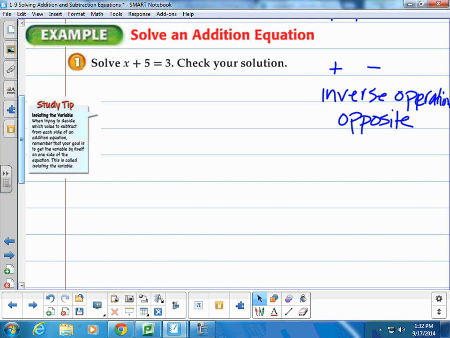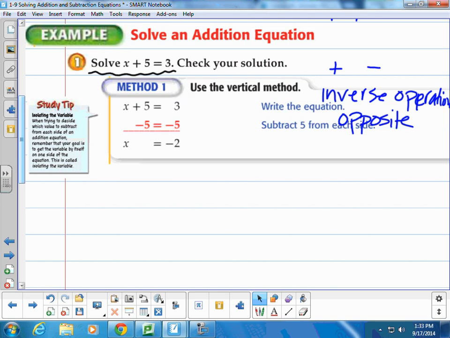Okay? So there are a couple different methods to solve. What we're trying to find is x. Trying to find out what number plus 5 equals 3. I'll show you a couple book examples. So method 1 would be to use the vertical method, which means that I'm going to use my inverse operation. I know that I'm adding 5, so I want to undo that by subtracting 5 right here, because, well, 5 minus 5 is 0, so the only thing that comes down is x.